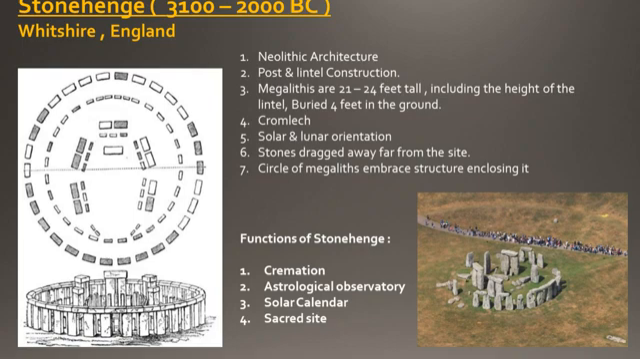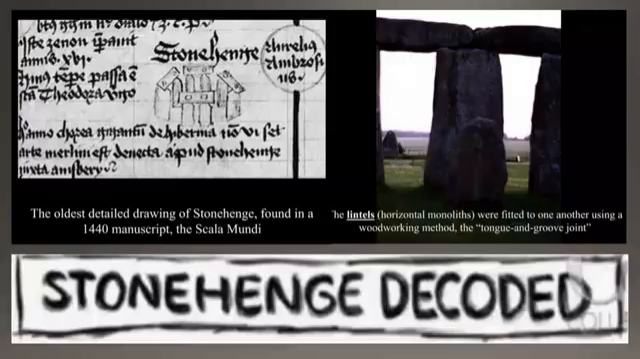Case study: Stonehenge in England, 3100 to 2000 BC. It is Neolithic architecture, which also means it was in the New Stone Age era. It is a post and lintel construction. Megaliths are 21 to 24 feet tall, including the height of the lintel, and buried 4 feet in the ground. It has a cromlech, with solar and lunar orientation. Stones were dragged from far from the site. Circles of megaliths embrace structures enclosing it. Functions of Stonehenge: cremation, astronomical observatory, solar calendar, and a sacred site.